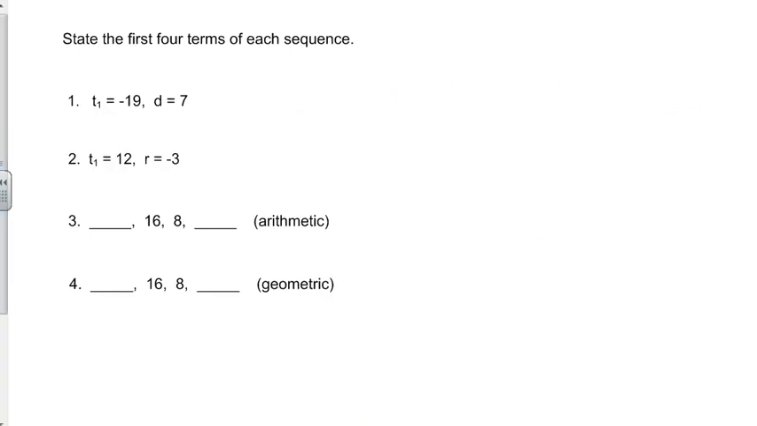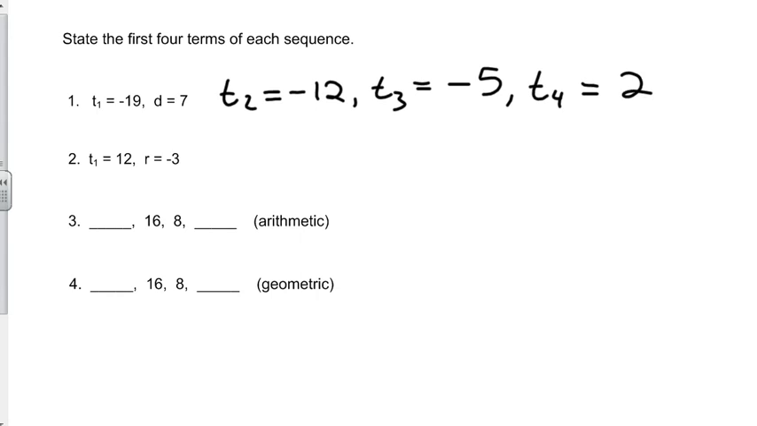State the first 4 terms of each sequence. If T1 is negative 19 and the difference is 7, then what's T2? And what's T3? And what's T4? Okay. T1 is 12 and R is negative 3. What's T2? What's T3? What's T4?